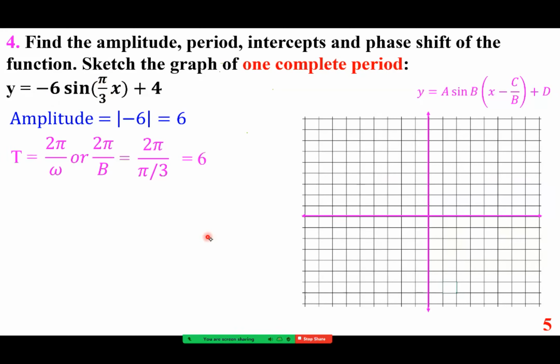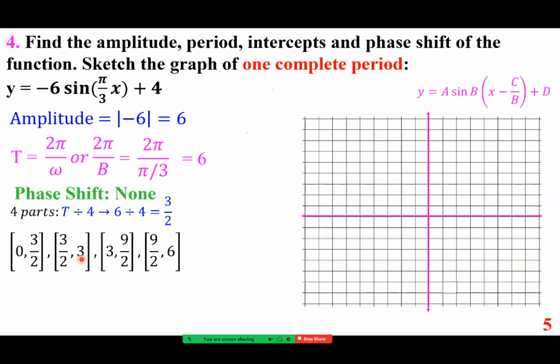So we are looking at the phase shift. There is no phase shift. So all we have to do is divide the period by 4, because we're going to go with 4 arcs, right? 1, 2, 3, 4. 4 arcs, divided by 4, results in 3/2. Because there is no phase shift, we start with 0. 0 to 3/2, 3/2 to 3, 3 to 9/2, and so forth. In other words, add 3/2 to 3/2, you get 3. Add it to 3, you get 9/2. Add it, you get to 6. So those are the ideas.